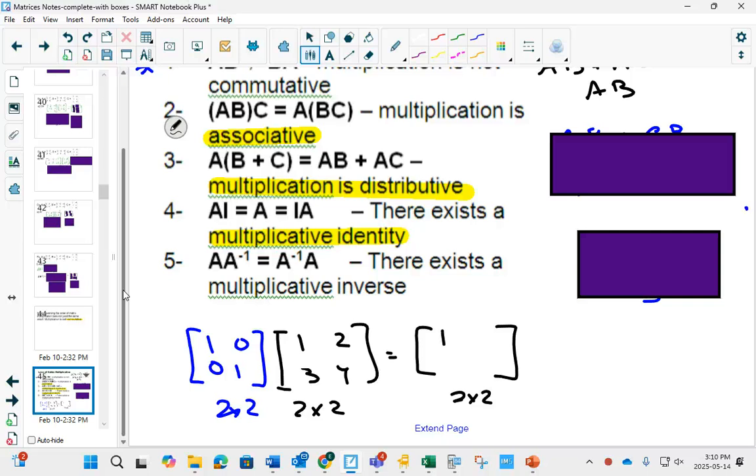Take row 1, multiply column 2. Take row 2, multiply column 1. Take row 2, multiply column 2. You get exactly the same thing you started with. This is what an identity is supposed to do.